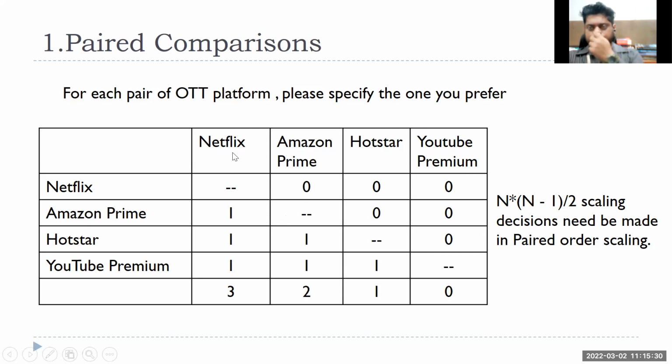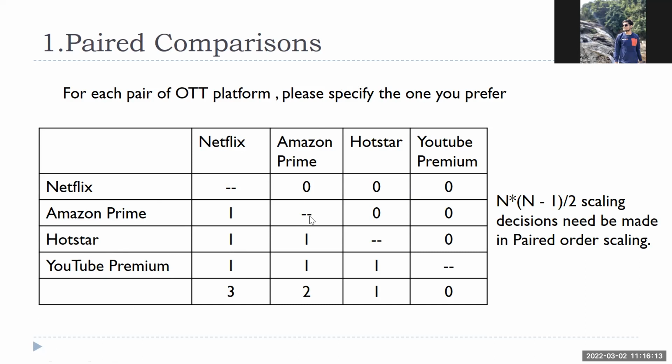So first I'll ask the customer to compare Netflix to the other OTT platforms. This is for a particular respondent. If that person likes Netflix more than Amazon Prime, that's one. He also likes Netflix in comparison to Hotstar. Paired comparison means one-to-one comparison. Netflix versus YouTube Premium. So every time Netflix was compared with another OTT platform, he always preferred Netflix. So Netflix's total score is 3. Same person, when I asked about Amazon Prime, obviously he has told me he likes Netflix in comparison to Amazon Prime, so that cell remains vacant.